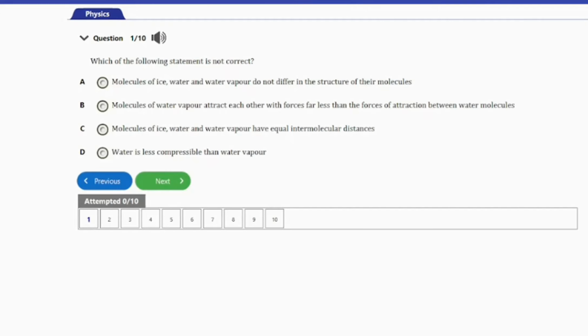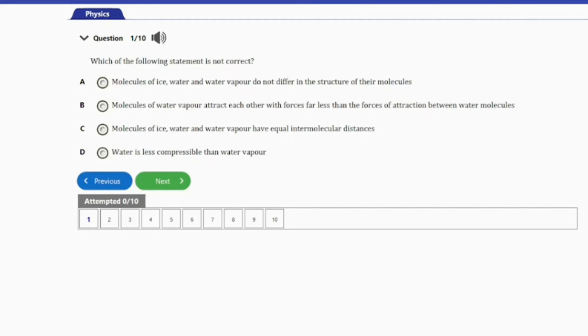It says, which of the following statements is not correct? A. Molecules of ice, water, and water vapor do not differ in the structure of their molecules. B. Molecules of water vapor attract each other with forces far less than the force of attraction between water molecules. C. Molecules of ice, water, and water vapor have equal intermolecular distances. D. Water is less compressible than water vapor.